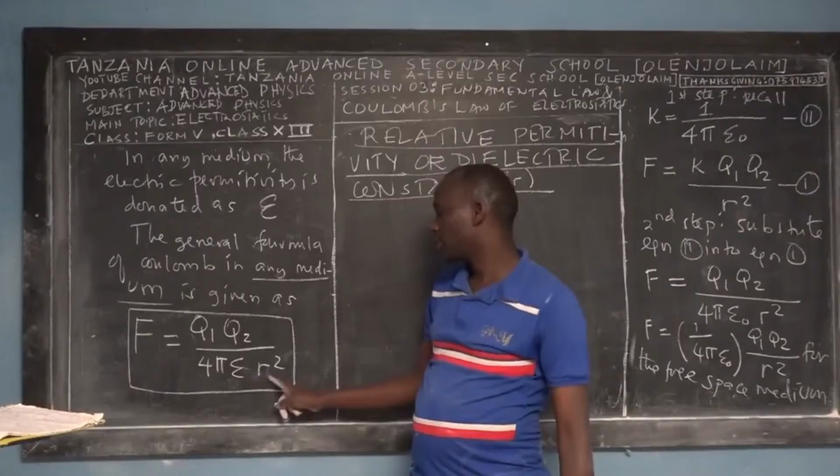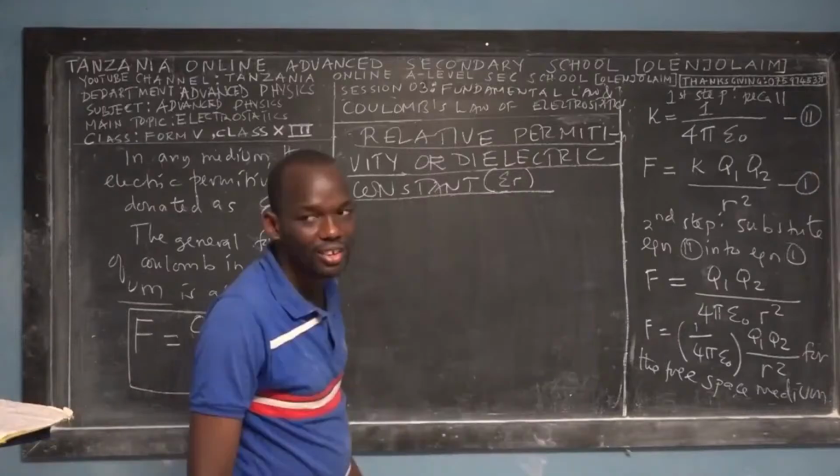Now I want to take you to the last term of this lecture, called relative permittivity, or the dielectric constant. Students, here we are building the foundations of electrostatics. We are still in the introduction. So, relative permittivity, or the electric constant.